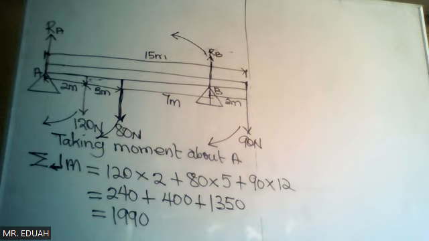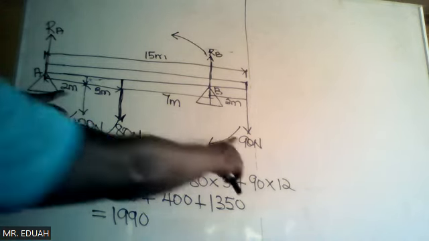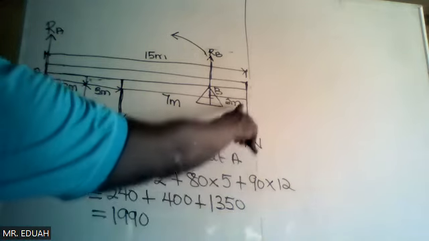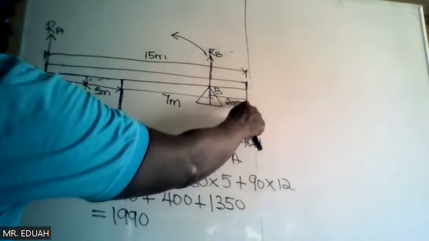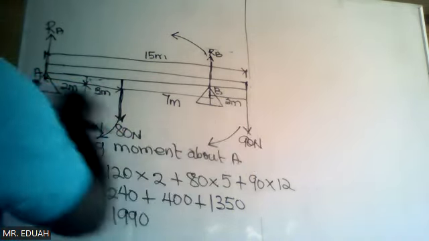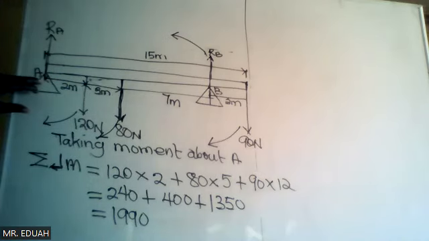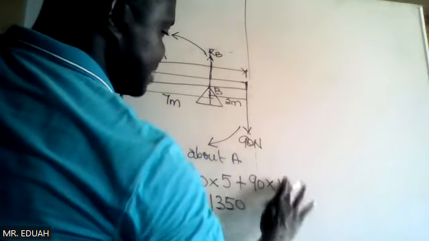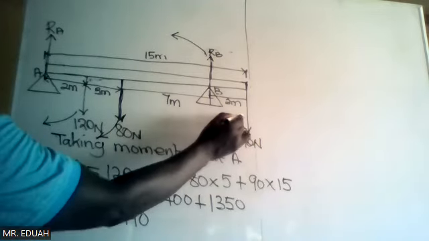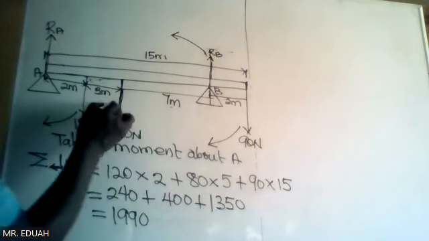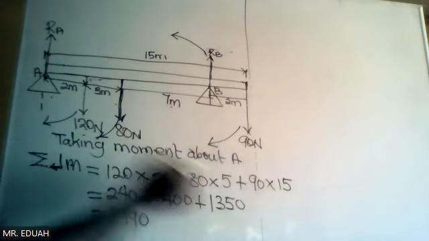Class, are you following it? She asked why we are multiplying 90 by 12. The 90 Newton force is at the end, and the perpendicular distance from the force to the pivot must be 15, not 12. This must be 90 times the perpendicular distance, which is 3 plus 7, 10, then 5. So it must be 15 rather than 12.